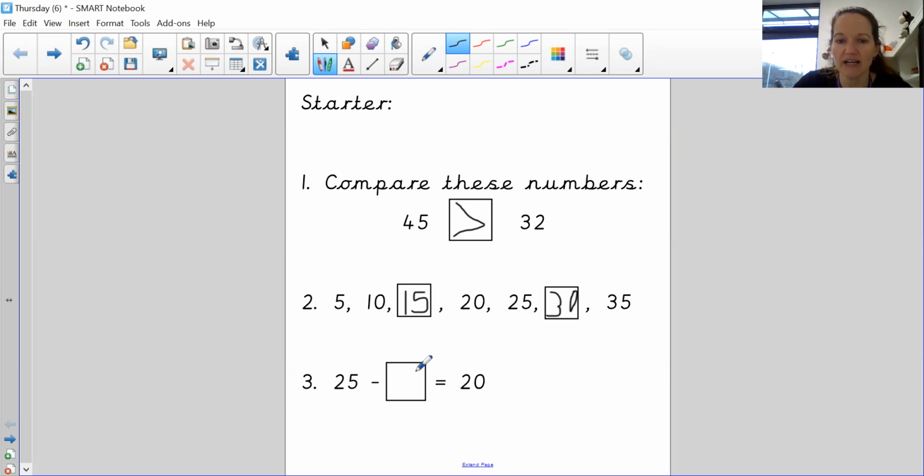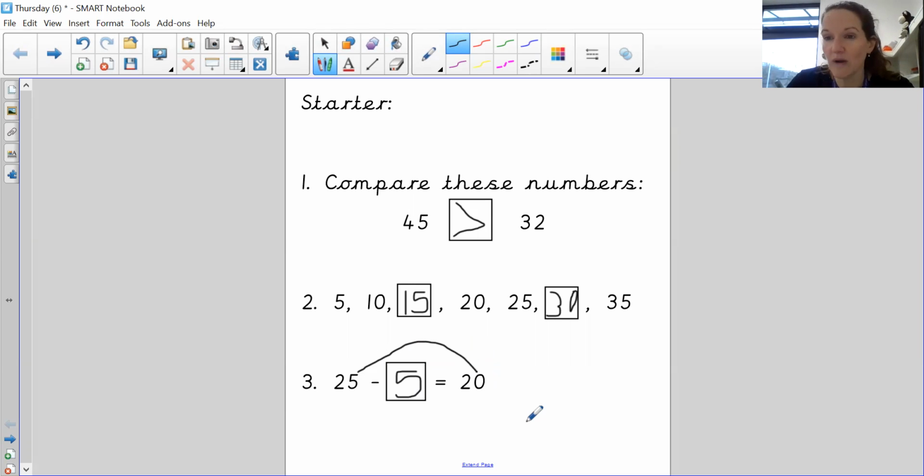Now, if you couldn't do that in your head, remember, you can do a number line. You could write a number line, and you could have 25, and you count backwards until you get to 20. Or when you have a missing number with a takeaway, remember, you can always do counting on. You can think about, I've got 20, and I need to get to 25. So I'm going to put 20 in my head, 21, 22, 23, 24, 25. And I've got to 5 that way.